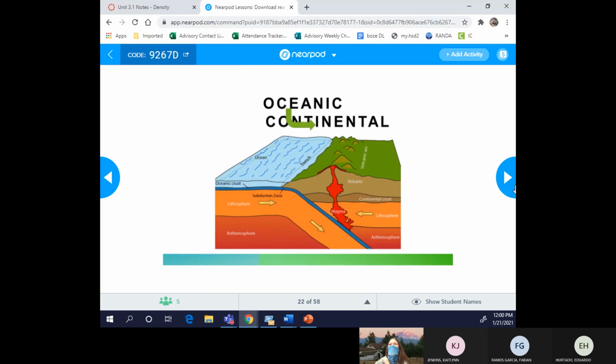All right, so our first type, and here's kind of a picture, is oceanic continental. My arrow got misplaced. Thank you, Nearpod. And you can see, if I can find my mouse, you can see where the oceanic plate subducts, or goes through subduction, underneath the continental plate.